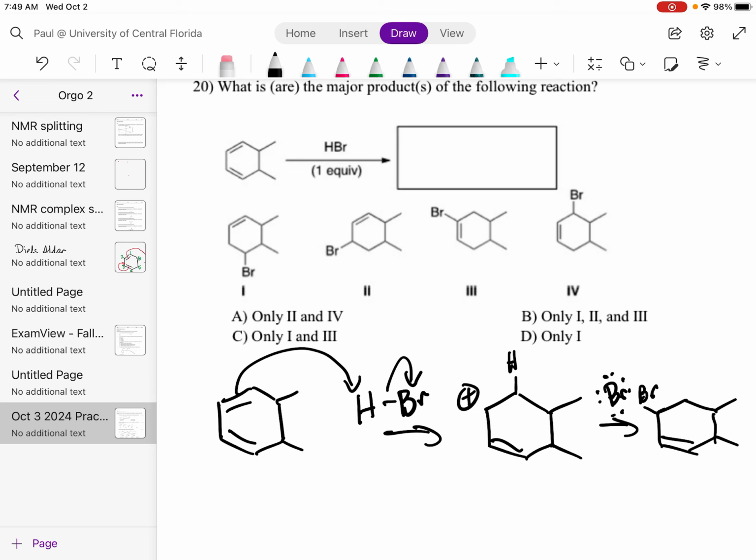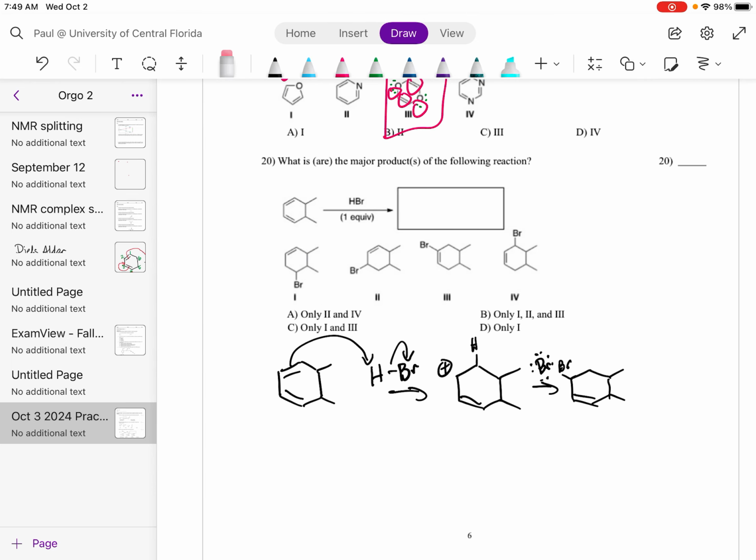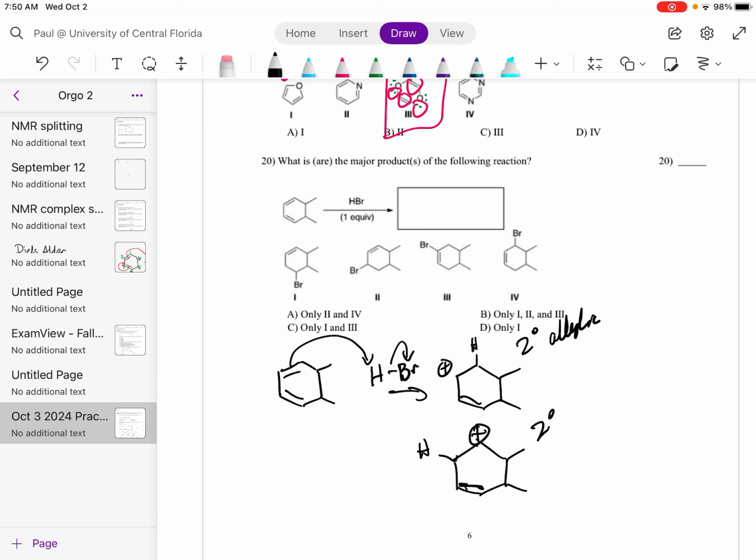Br, that's an option. Well, let's not look at the products quite yet. Let's just look at the carbocations. What if I decided to put the hydrogen here instead? That would give me a carbocation right there. That's a secondary carbocation. So we have secondary allylic, we have secondary.